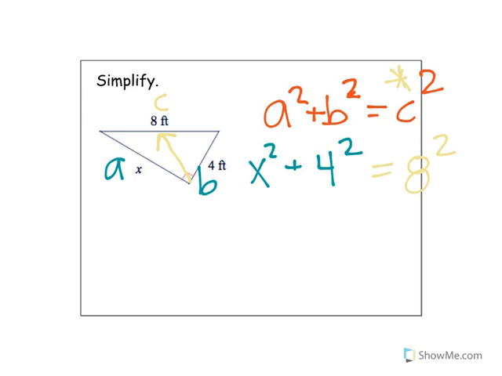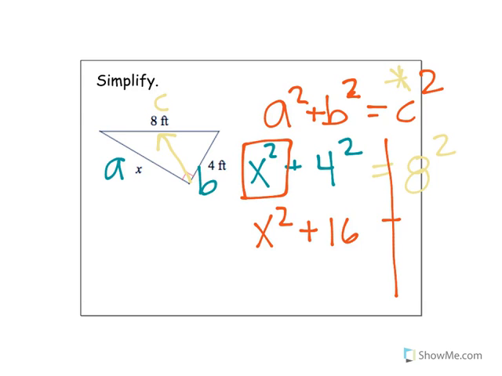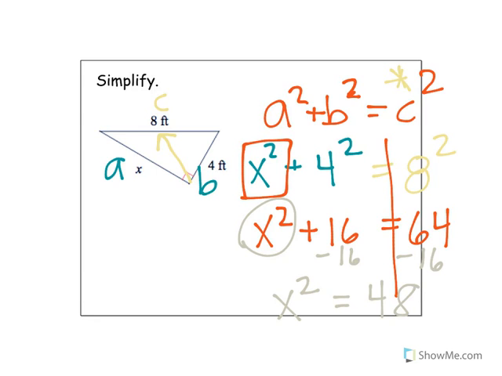And now I need to solve for x. So remember, I need to get this by itself first. How do I do that? I need to subtract whatever this number is. So if you want to go right to your calculator, you can. If you want to take one more simplifying step to make it look like this, you can do that. But now if I want this by itself, I need to subtract 16. So I get x squared equals 48.